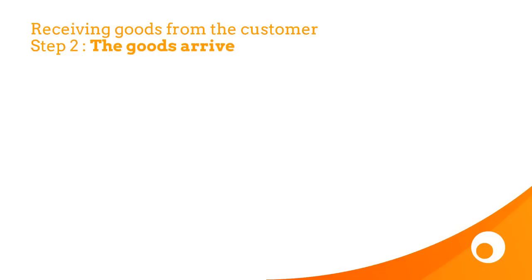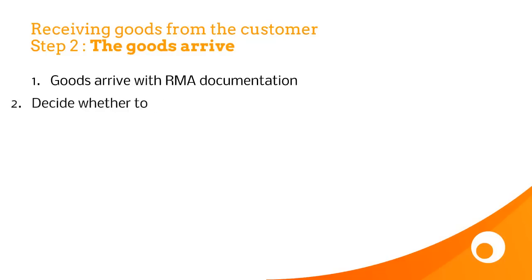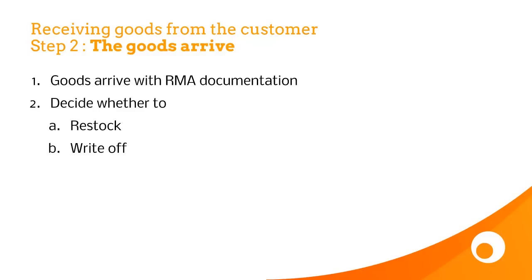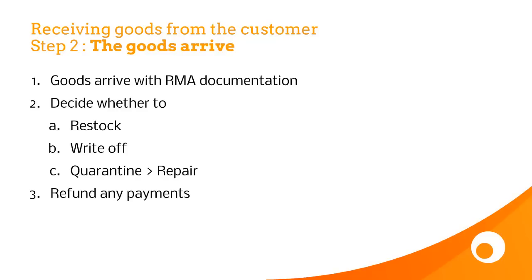The next step is when the goods arrive in your warehouse. They arrive, hopefully, with the RMA documentation you've sent to the customer, and then what you need to do is decide whether to A. restock the goods, B. write them off, so perhaps they've been damaged and you can't sell them again, or C. put them in for quarantine or repair. You then need to refund any payments relevant before finally closing or crediting the sales credit. Whether you send them replacement goods is covered later in the exchanges section of this video.